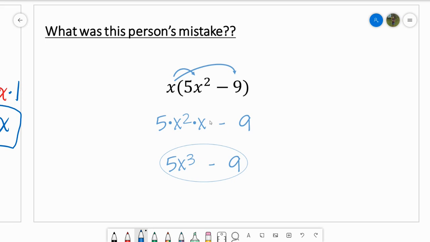All right, this is our last slide. You do not need to write this down, but you can if you would like. This is somebody made a mistake in this work. So take a second, pause the video, and look at it and see if you can figure out what their mistake was.